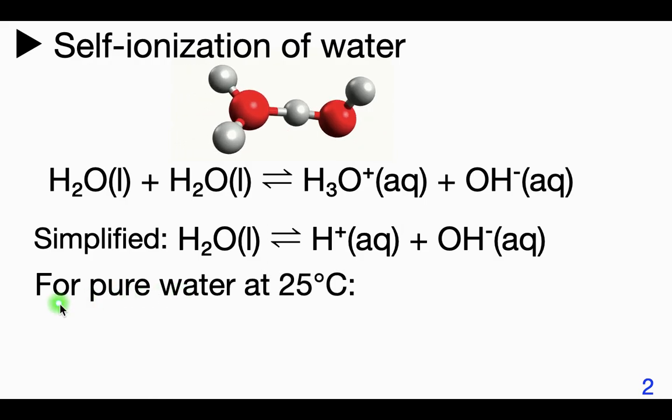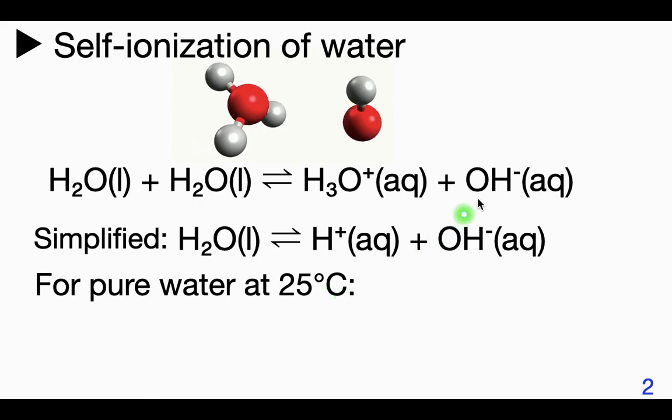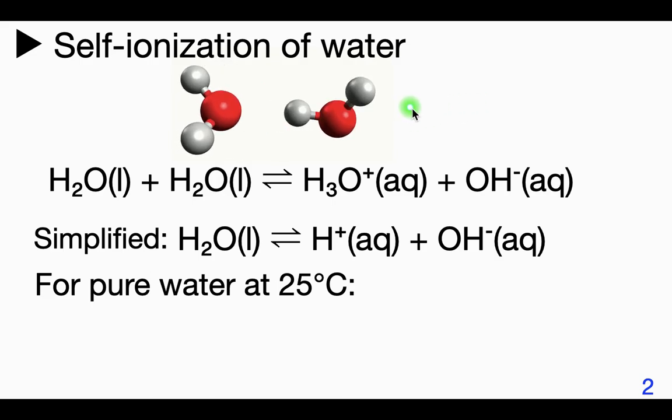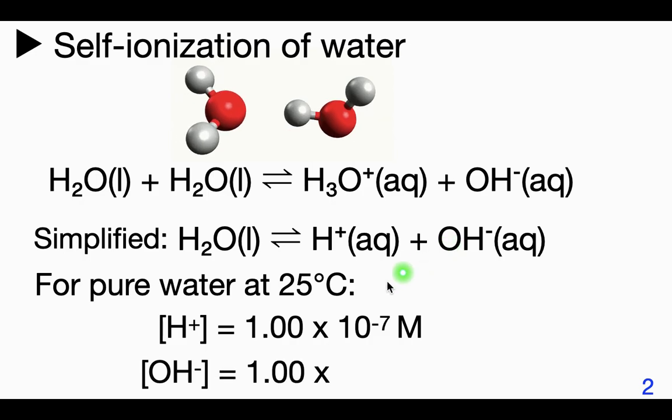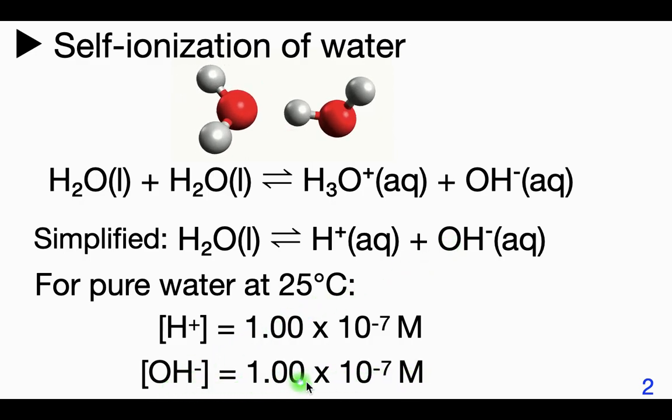Now, for pure water at 25 degrees Celsius, and we have to specify the temperature because at higher temperatures you'll have more water molecules interacting like this, and at lower temperatures you'll have fewer molecules reacting like this. So at a specific temperature, 25 degrees Celsius, we'll have a certain concentration of the hydrogen ion, and it will be 1 times 10 to the negative 7. Now, of course, you can't make the hydrogen ion without also making the hydroxide ion. So the hydroxide ion concentration will be exactly the same. We'll come back to these two numbers in just a minute.